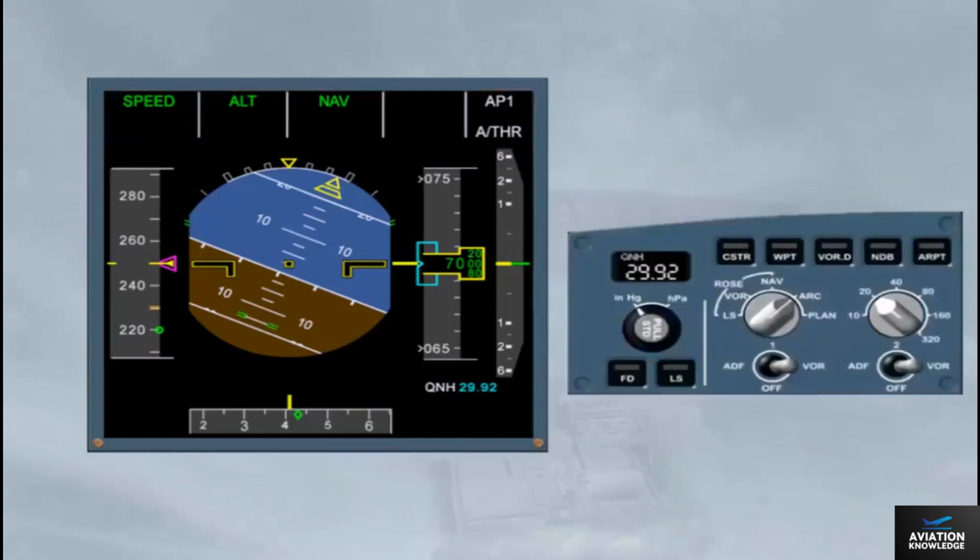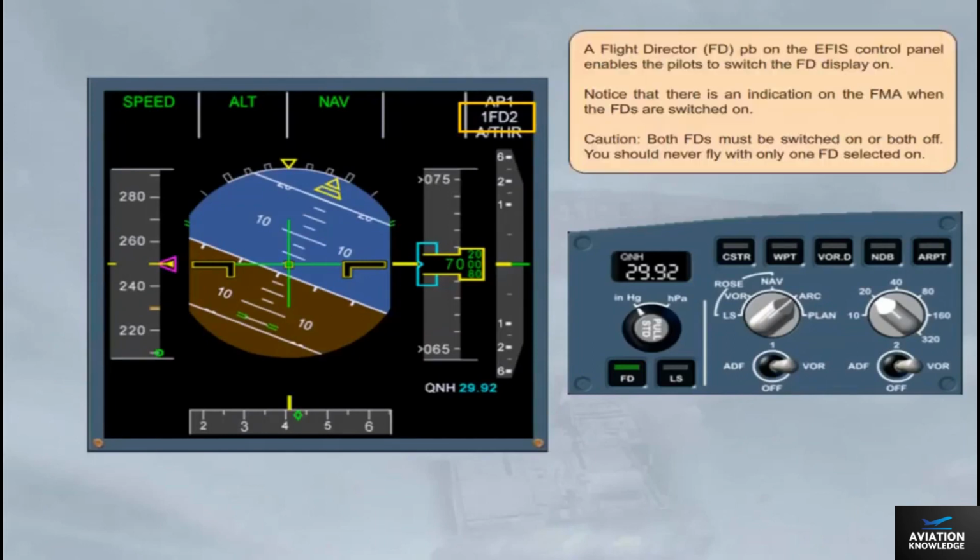You will learn more about the FMA in the Auto Flight modules. A Flight Director FD push button on the EFIS control panel enables the pilots to switch the Flight Director display on. Notice that there is an indication on the FMA when the FDs are switched on. Caution: both FDs must be switched on or both off. You should never fly with only one Flight Director selected on.